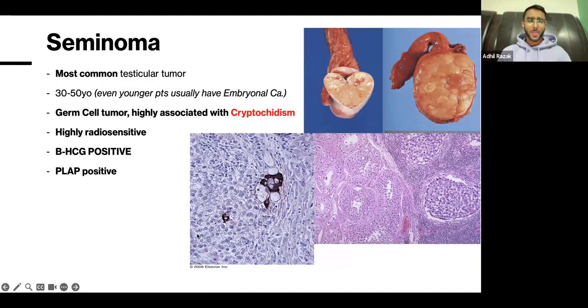So the right side is seminoma. If you zoom in more, you'll see the halo and the dot in the center, the fried egg appearance. You'll see it when you zoom in.